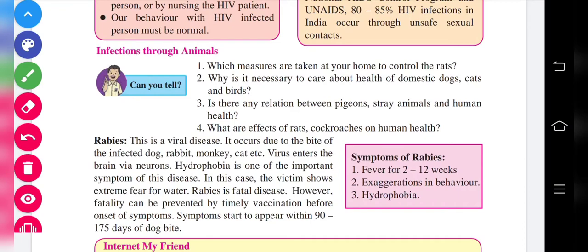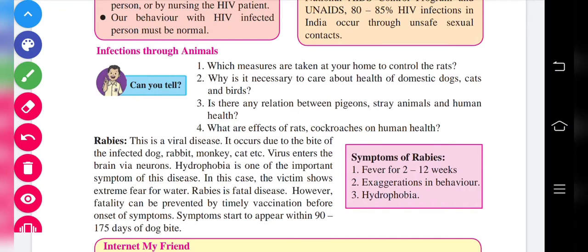Stray animals do not have any owner. Thus they are not given vaccination or medicine, and no one takes care of their health. Some stray animals are carriers of rabies. Their bite may cause transmission of rabies to humans. The health of humans is thus in danger due to pigeons and stray animals. So there is a strong relation between human health and pigeons and stray animals.